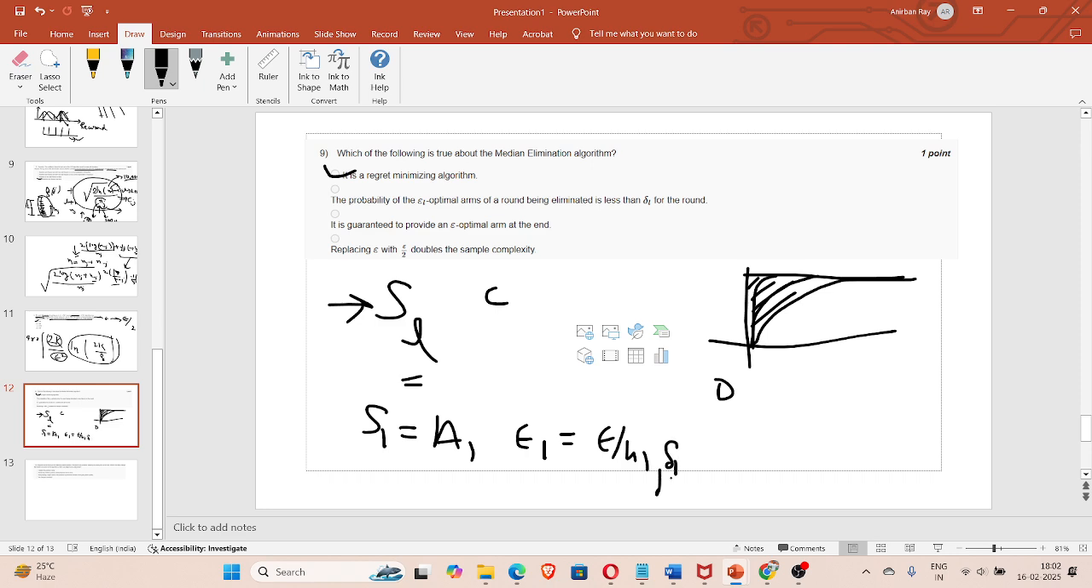Initial conditions: delta 1 is delta by 2, and L equals 1. So L equals 1 is obvious, the first step, okay.